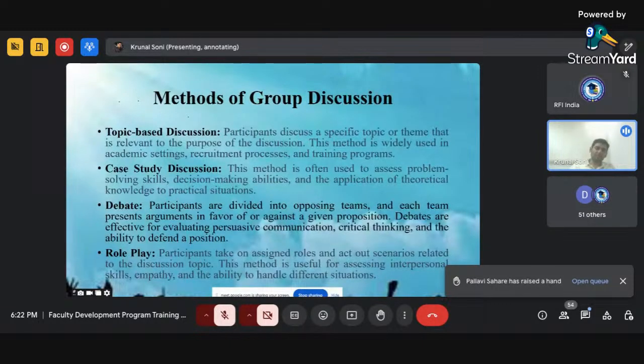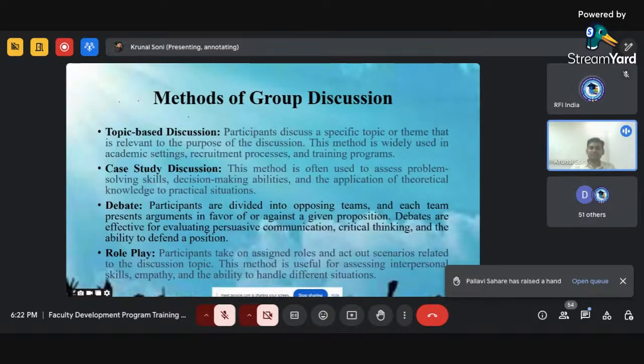Methods of group discussion: the first is you should give some topics to the students as a theme, and based on that, the people will have a discussion. And this kind of process usually happens in academic settings, in terms of assignments, recruitment processes, and training programs.